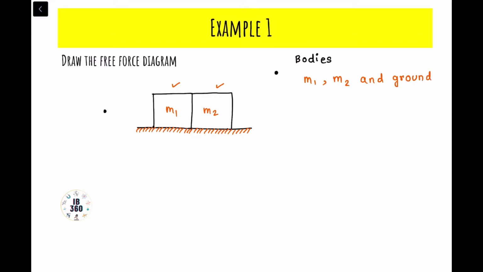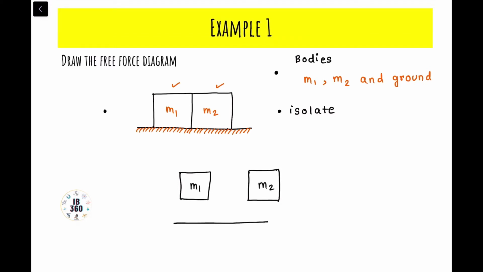Now that we have identified the bodies, the next step is to isolate the bodies. First of all, draw the bodies neatly, isolated. So this is our mass M1, this is our mass M2, and this is our ground. We have successfully isolated the bodies, so step number 1 is done, step number 2 is also done. Let's proceed to step number 3.